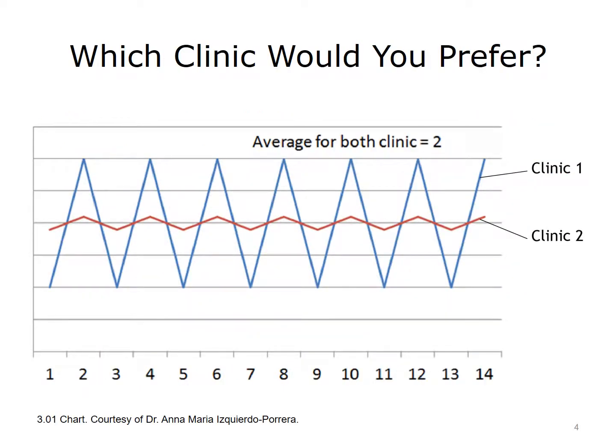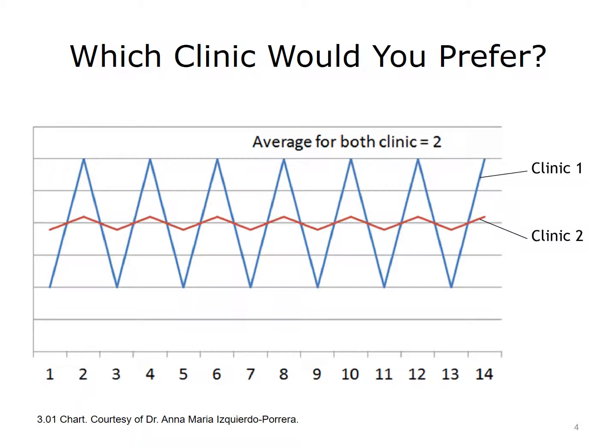Consider these two hypothetical clinics. They are working on improving their patient care. Although the average is exactly the same for both clinics, Clinic 1 has a wider range. This means that although one month they do well, the following month they do much worse. Clinic 2's range of outcomes is smaller.